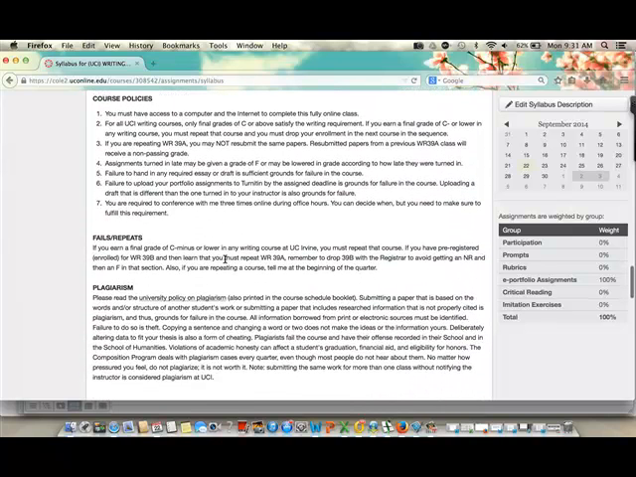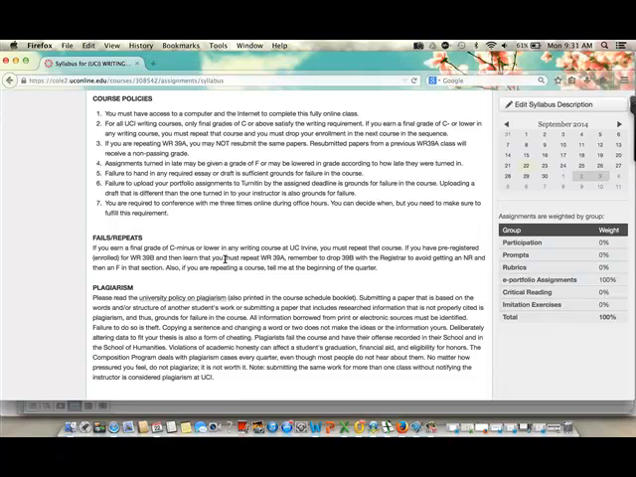The other thing is the course policies. You'll see that these are all the things that you need to have. You have to have internet. You have to be able to access a computer. You cannot submit work that you've submitted in the past. You have to be able to pass this class with a C or higher. And there's many different ways to fail. Don't do any of these things so that you fail the course.